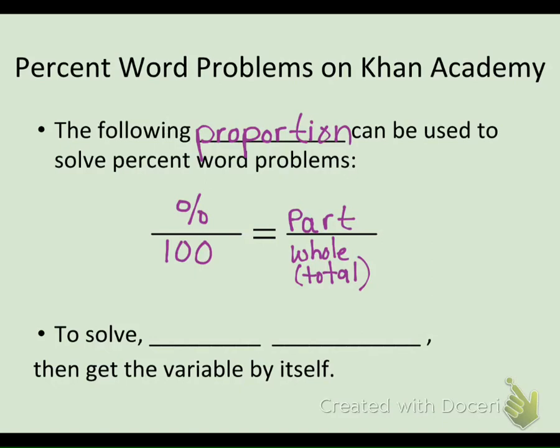Okay? So for the word problems, we're going to use this proportion. Percent over 100 equals part over whole or total. Okay? To solve, what do? You know this word. You tell me every time. To solve a proportion, what do you guys do? Cross multiply.